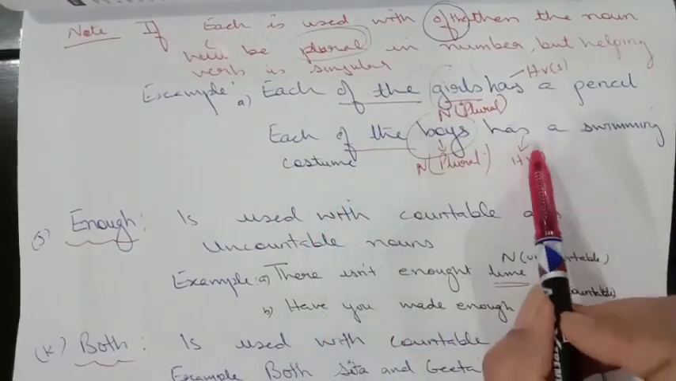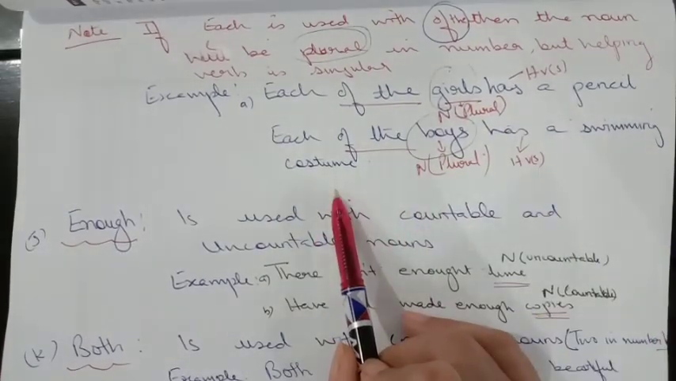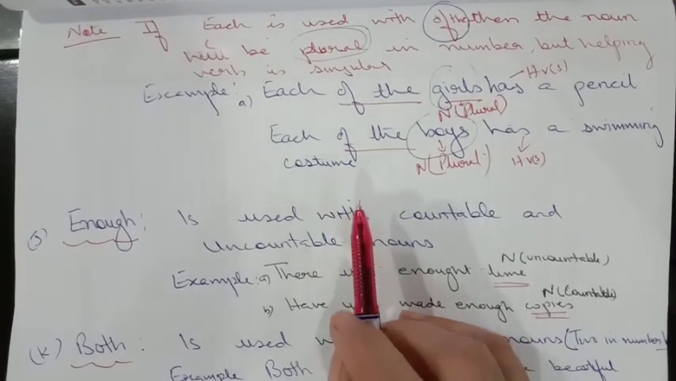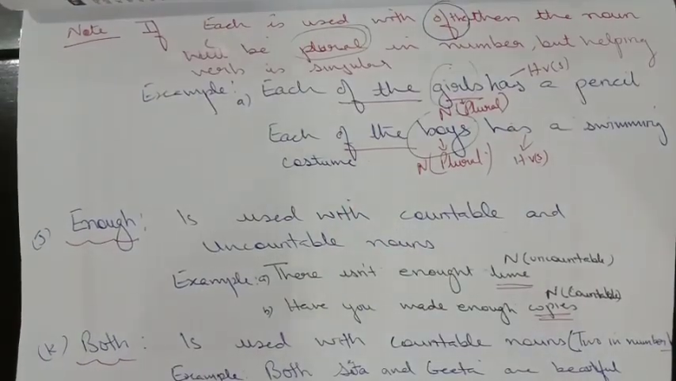Each of the boys has a swimming costume. So, each is used with "of the". When you are using each with "of the", the noun will become plural, okay? And the helping verb will remain singular.